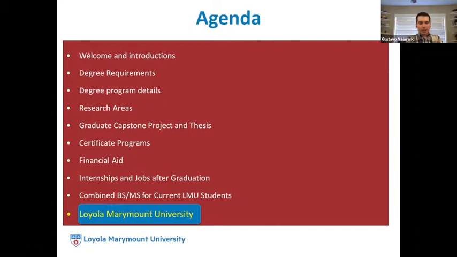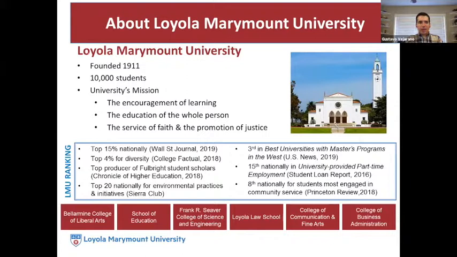And finally, I can tell you some information about the university. The university was founded in 1911. We have a student population of around 10,000 students. This number includes both graduate students and undergraduate students.